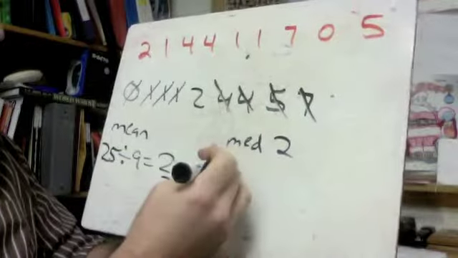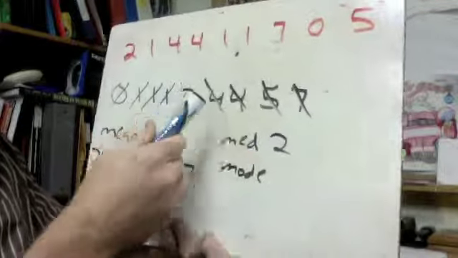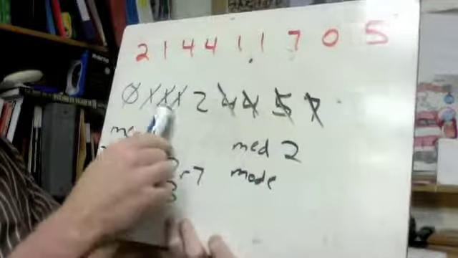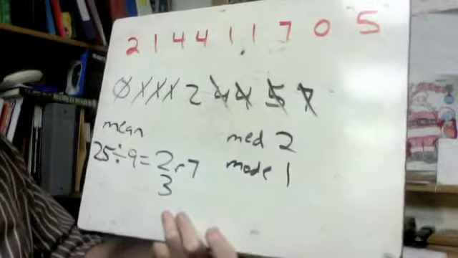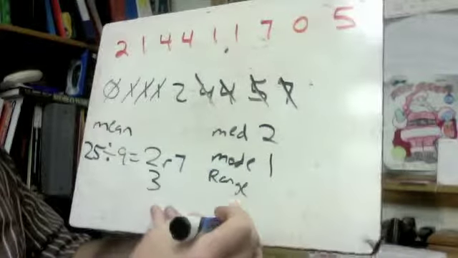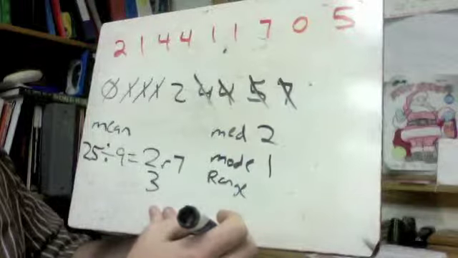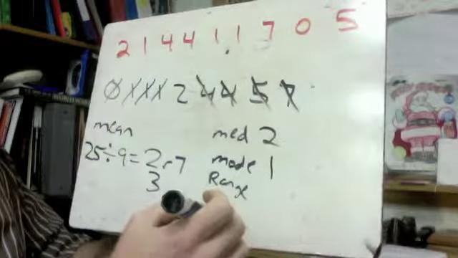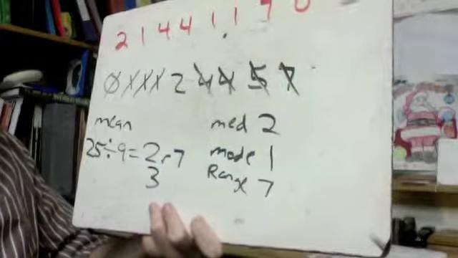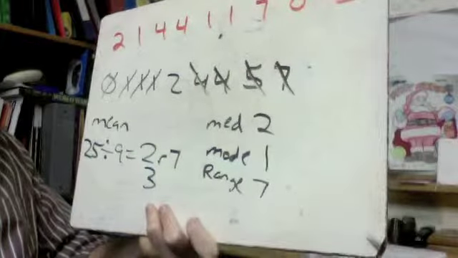Let's see. We got the mode. We had 2 4s, but the one that happens the most, which is what the mode is, is 1. So mode is going to be 1. And the last thing we need to do is just find the range. Range is just going to be highest number minus lowest number. 7 minus 0 is going to be 7. That's our range. This is what you should have to complete the final problem.